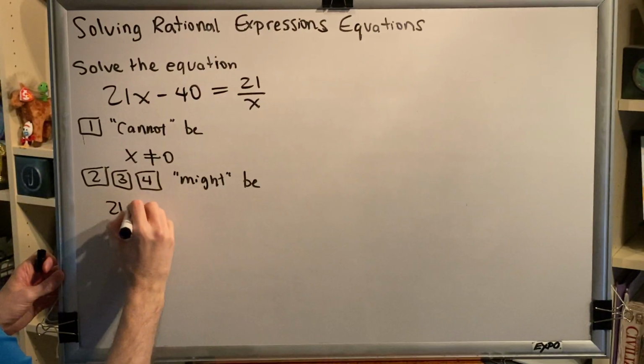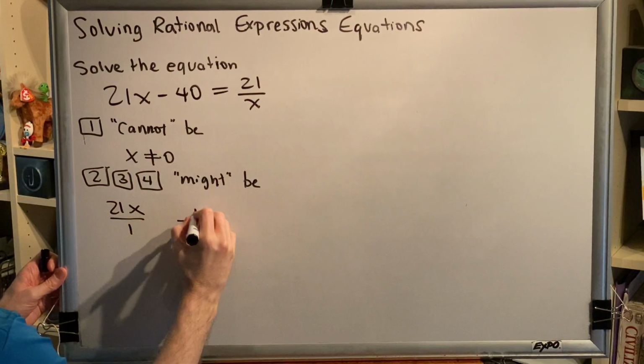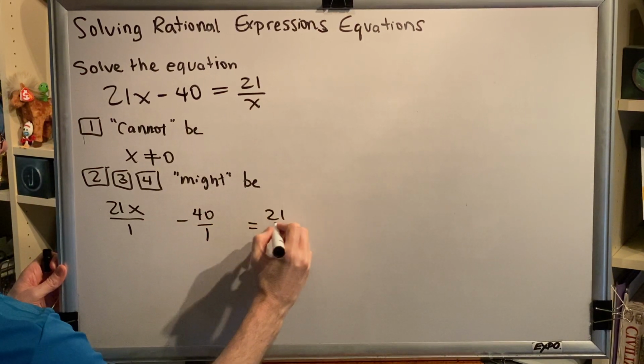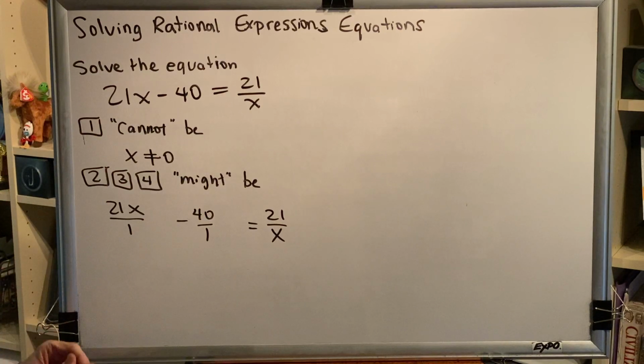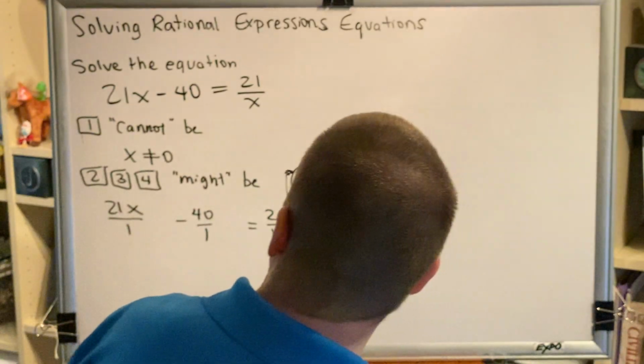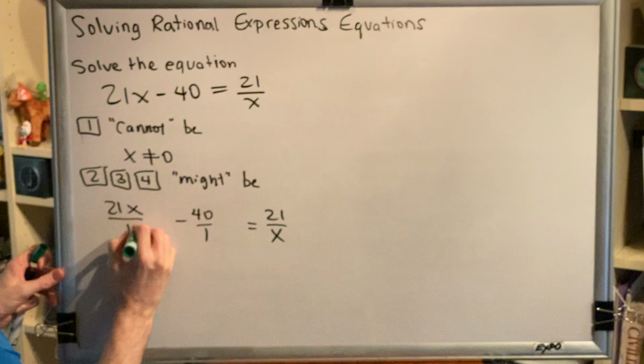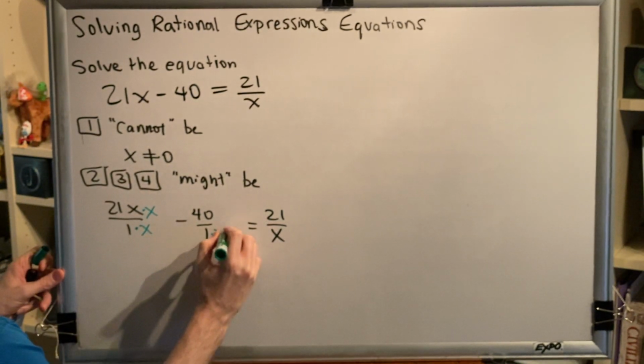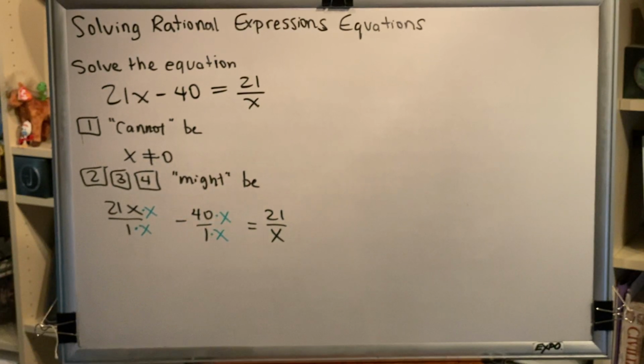So we're going to write the 21x as 21x over 1. We're going to write the 40 as 40 over 1. And we're going to leave 21 over x exactly as it is. Now make all the denominators the same. This first fraction needs an x, so multiply by x top and bottom. This second fraction needs an x, so multiply by x top and bottom.